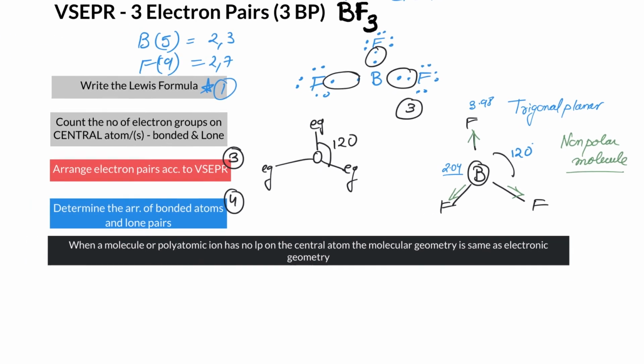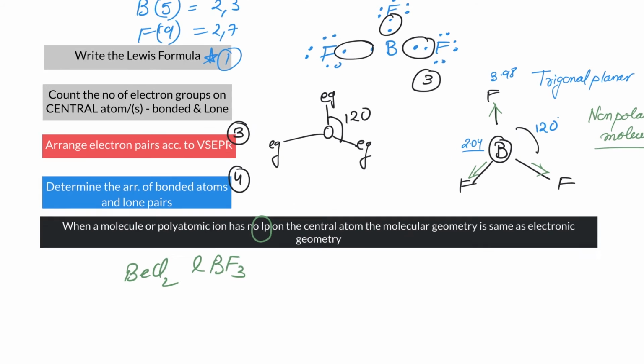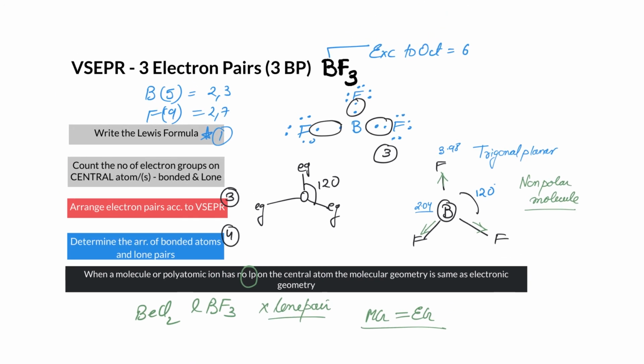Now things are going to get a little bit interesting. Whenever a molecule or polyatomic ion has no lone pair electrons, and till now we have seen two examples, that is BeCl2 and BF3, none of these had any lone pair electrons on the central atom, the molecular geometry is equal to the electronic geometry. Why? Because there is no distortion because of the lone pairs. Now in the next example we are going to see how this is going to vary. So let's get on to it.